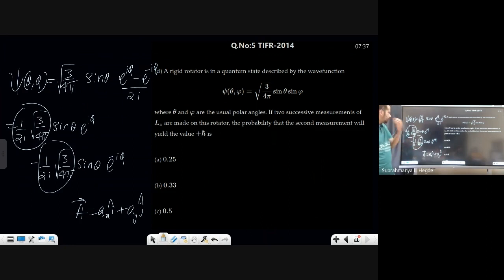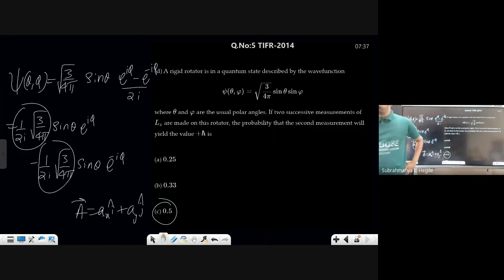So the probability of getting this one, I mean this is Y1 plus 1, Y1 minus 1. He's asking for plus h bar. If you want to get plus h bar in the second measurement, the first state should have collapsed to the plus h bar eigenstate. That's why the first probability is the total probability, and that is equal to half, 50-50. But we shall solve some problems together.